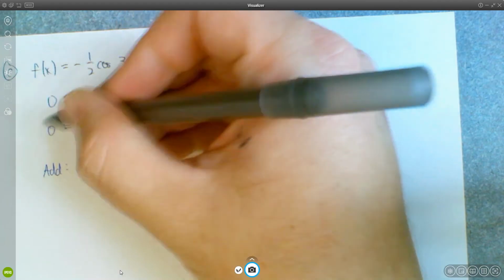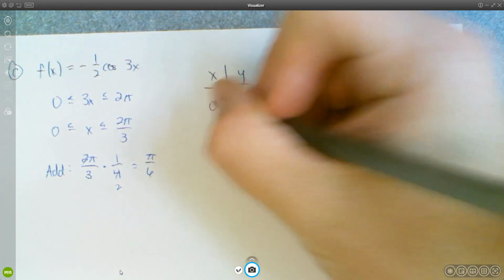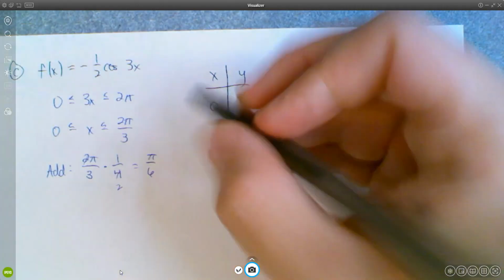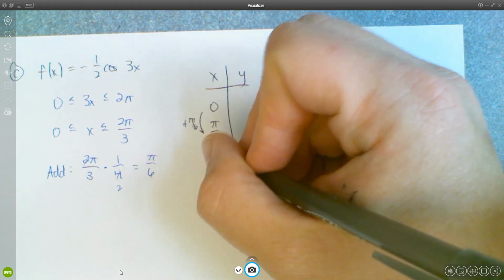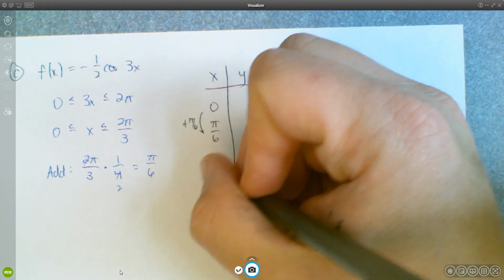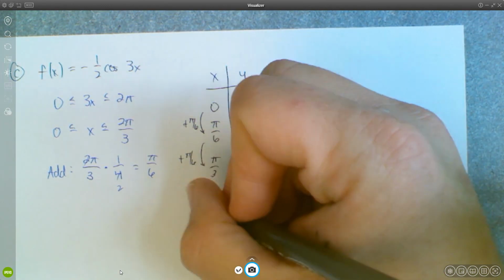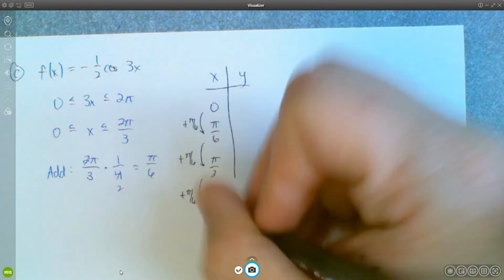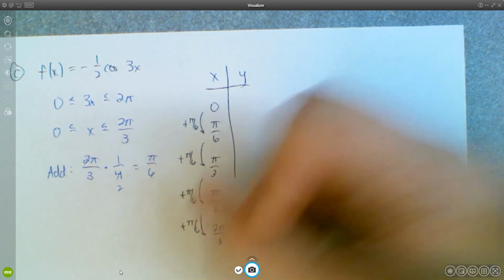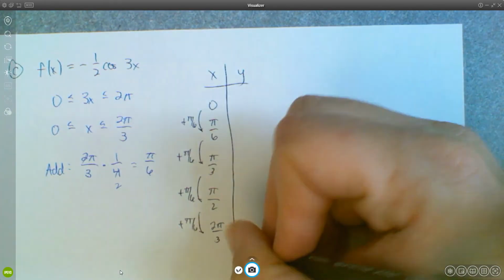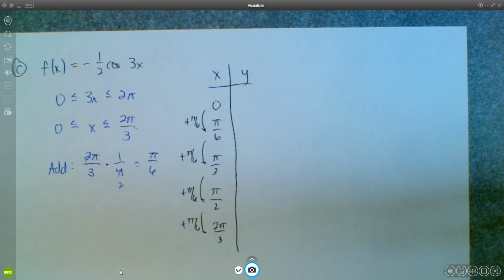So starting from our starting point, 0, then we're going to add pi over 6. And again. And again. And again. And once you've got 5 numbers listed here, you should end up at your stopping point. Okay? It would, in this case, be 2 pi over 3.